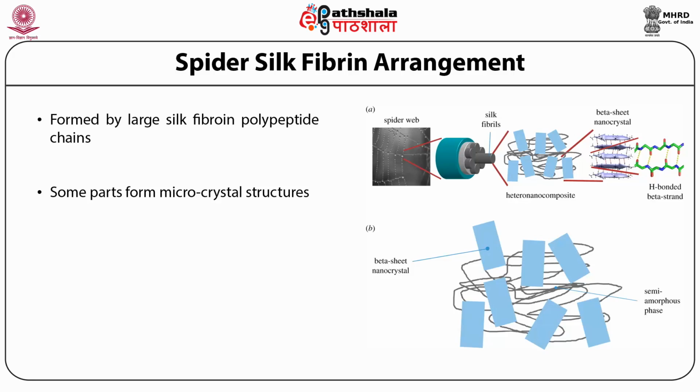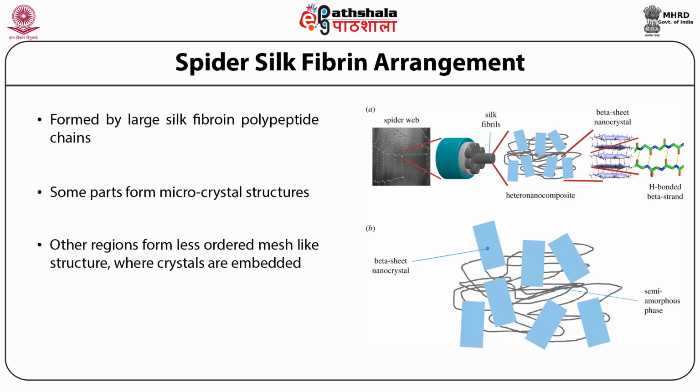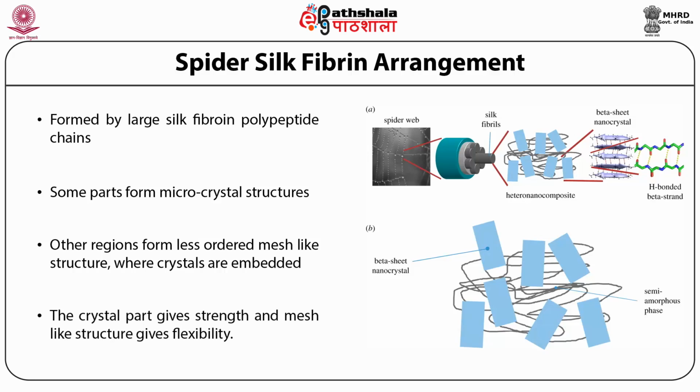So some parts form microcrystal structures, while other regions form less ordered mesh-like structures where this crystal part is embedded. The crystal part gives the strength to these fibers, and this mesh-like structure gives the flexibility. Both together give a very dynamic structure, with both flexibility and strength.